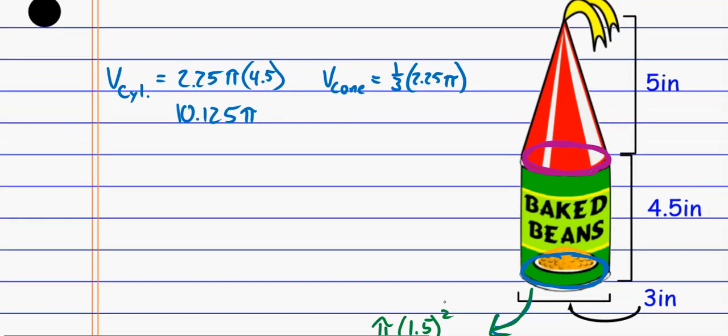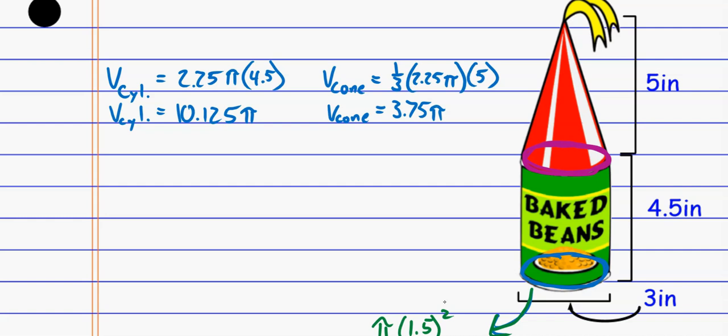And now times the height. And notice, when I look at this measurement, that is the overall height. That's the measurement from top to bottom, measuring at a perpendicular. It's not the slant height this time. So that's a 5. And once again, I'm going to leave this in terms of pi until I'm ready to actually add all these things together and deal with it. So let's see, 2.25 times the 5 and divided by the 3. That's 3.75 pi.